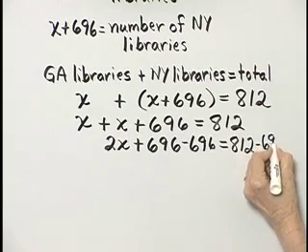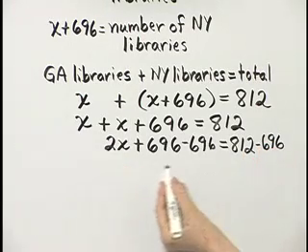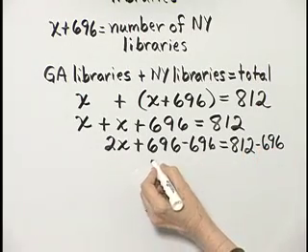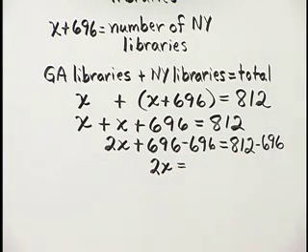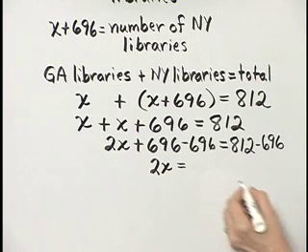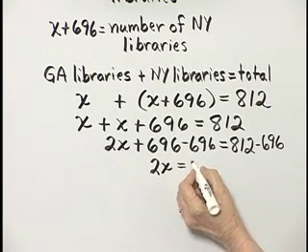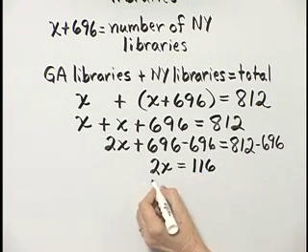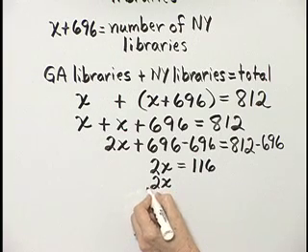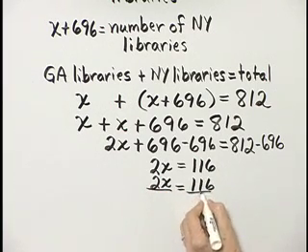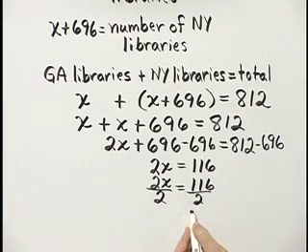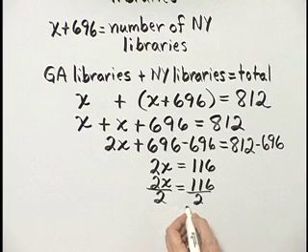696 from both sides. Now look what I have on the left side, simply 2X. And then on the right side, 812 minus 696, that is 116. And then we finish solving by dividing both sides by the coefficient of the variable, which in this case is 2. And 116 divided by 2, that is then 58.